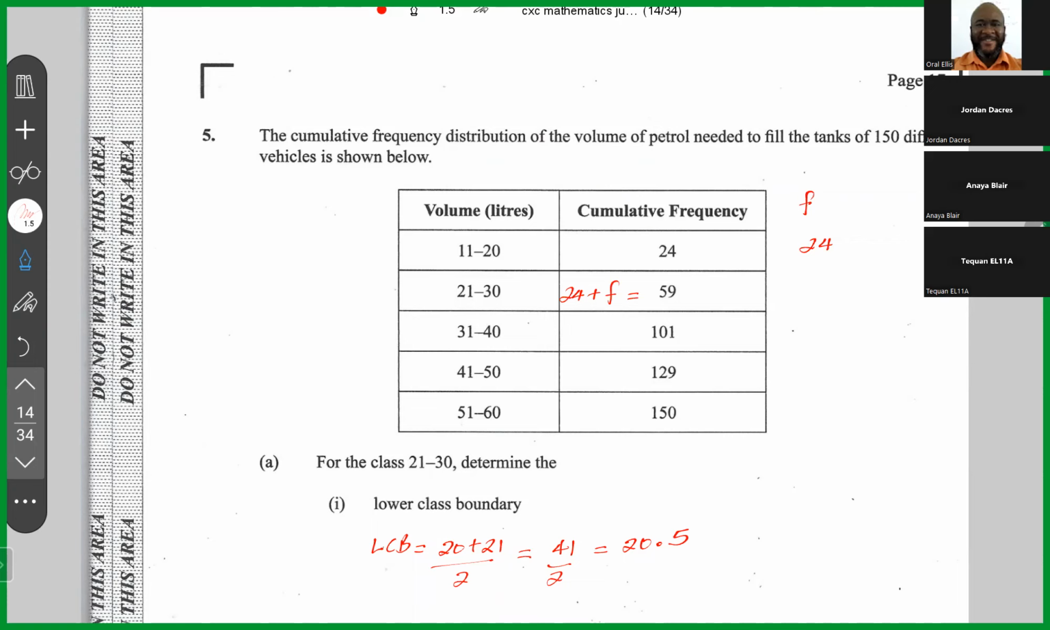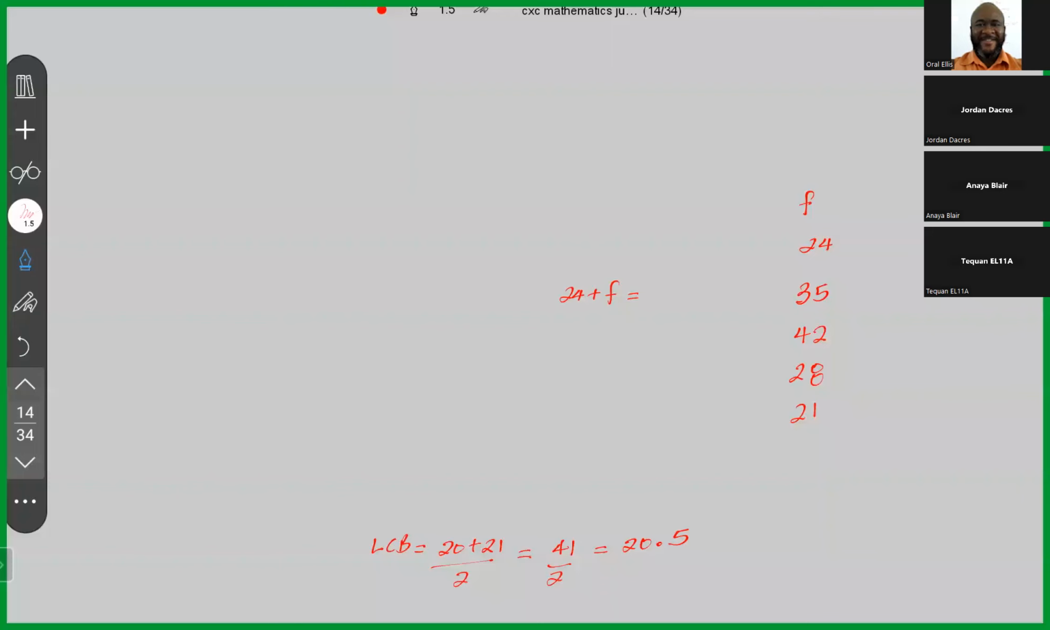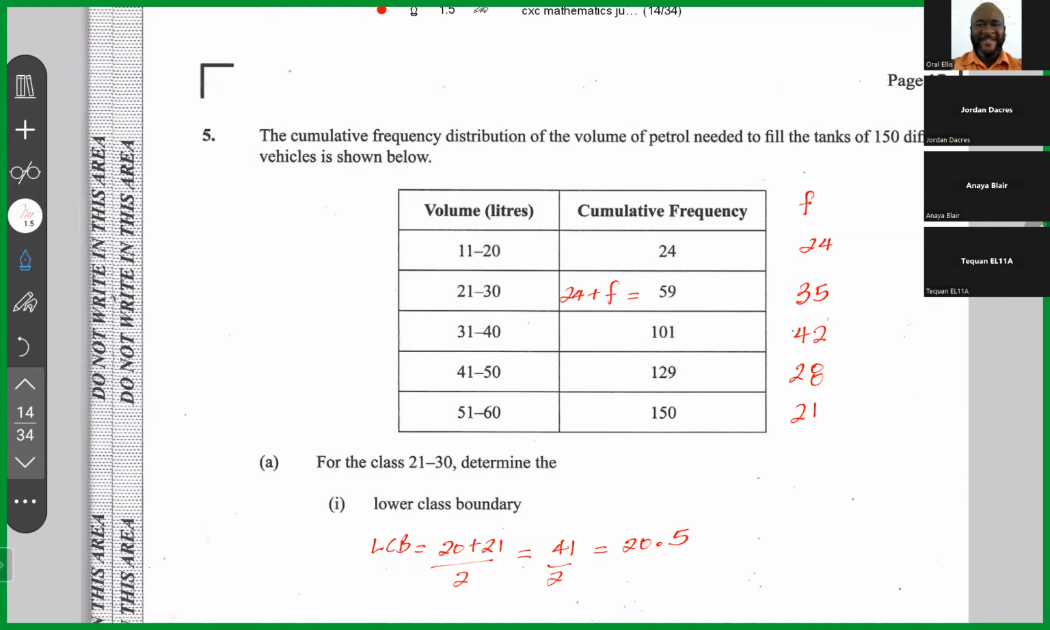To get the frequency at the next level, you take away 59 from 105. The frequency here is 42. The frequency here would be 29, 28, and the frequency at the last level would be 21. Now, frequency represents the number of vehicles. The question is asking how many vehicles were recorded in the class 31 to 40? The answer is 42.